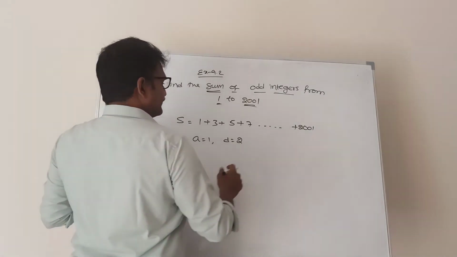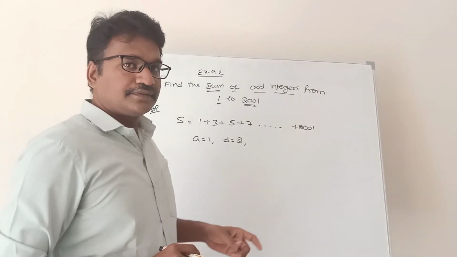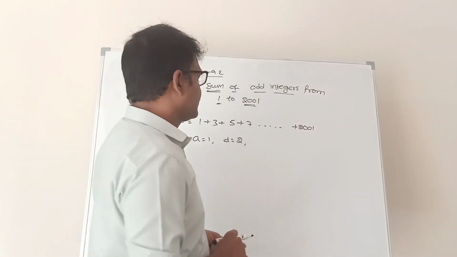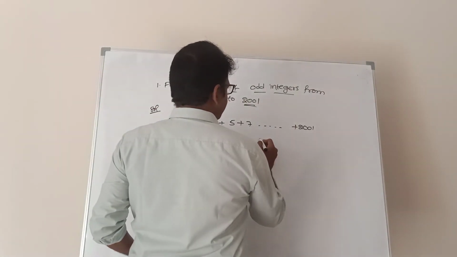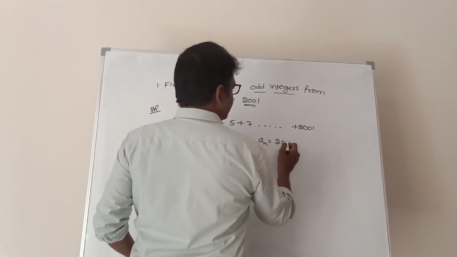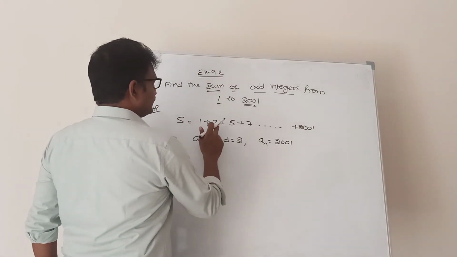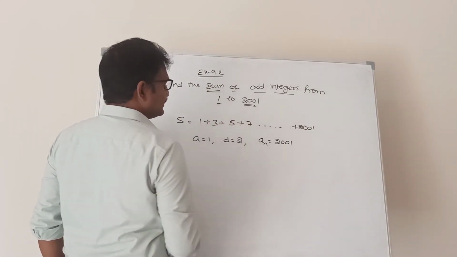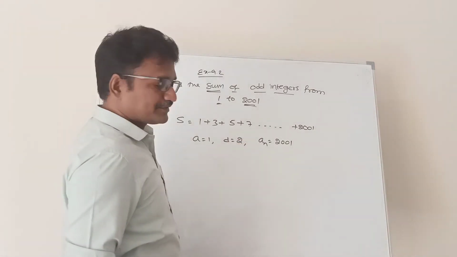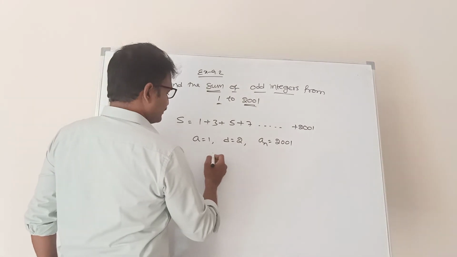Next, what is 2001? 2001 is the last term. The last term is the nth term. The nth term a n is equal to 2001. So how many terms are there? 1, 2, 3, 4, how many terms there are, we don't know. That's why first you need to find the number of terms.